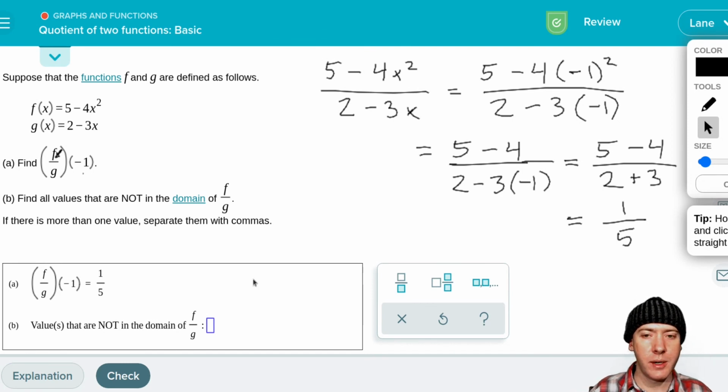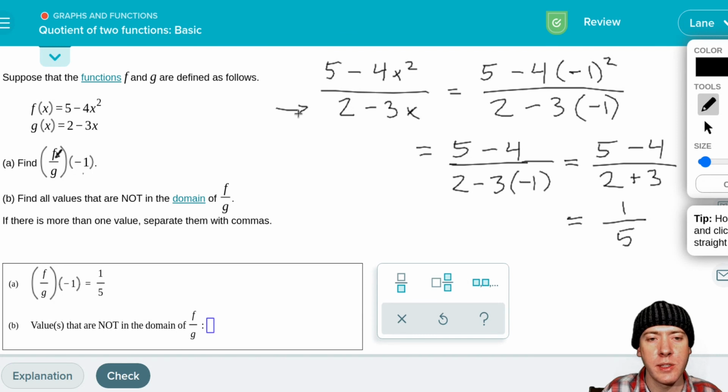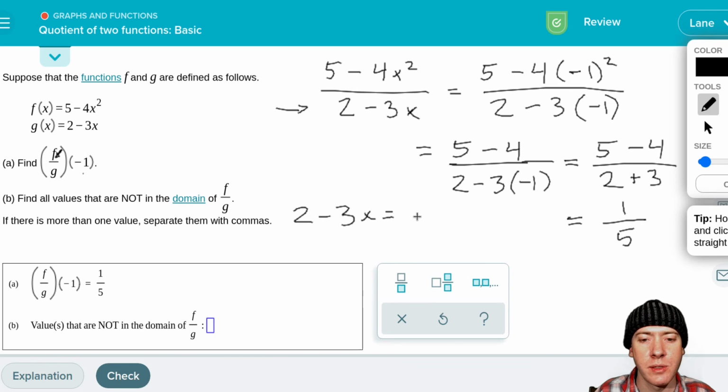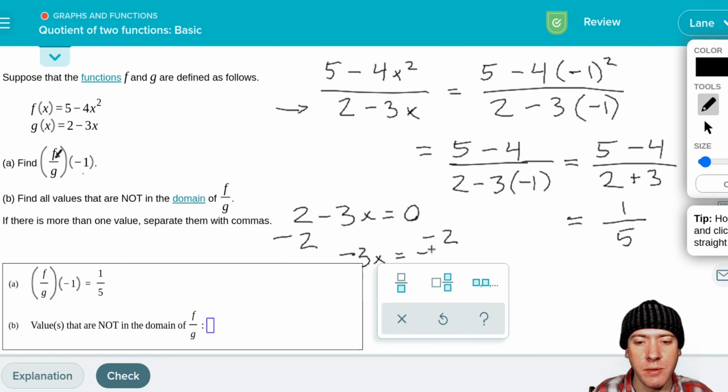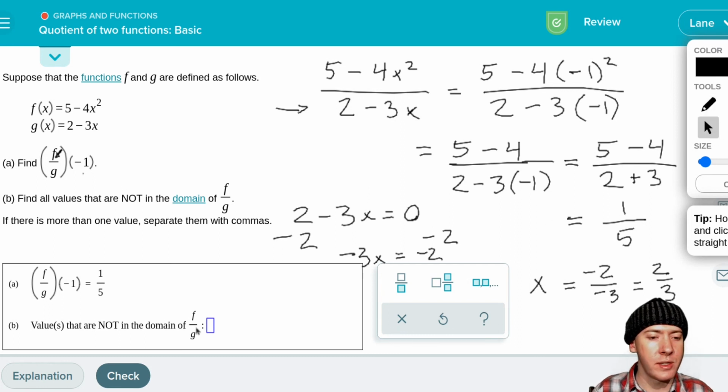1/5. All right, now what values are not in the domain of this function? Well, we look at the function and we say, okay, we can't divide by 0, so where is the denominator going to be equal to 0? Where is 2 minus 3x equal to 0? Let's solve this by subtracting 2 from both sides so that we would have negative 3x equals negative 2. And then we'll divide both sides by negative 3. So x is going to be negative 2 over negative 3, which is equal to positive 2/3. Right, so that's our answer for the second part, 2/3. And we'll check if that's right.